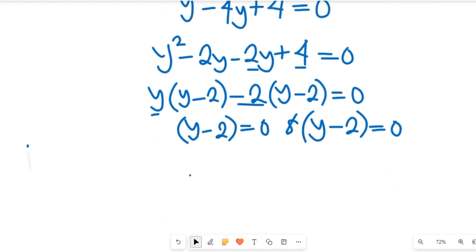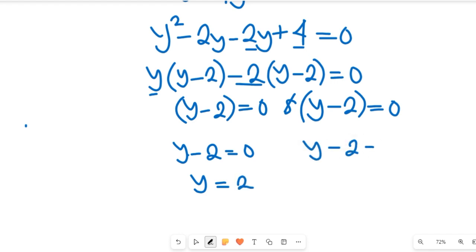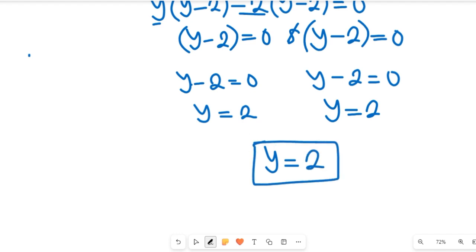So what do we do from here? We're going to see that our y minus 2 is equal to 0, and then our y will be equal to 2. And over here, our y minus 2 is equal to 0, and then our y will be equal to 2. So we see the solution y equal to 2 is a value of y that satisfies that exponential equation.